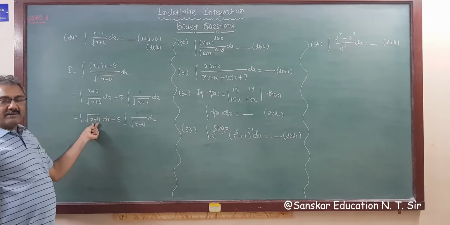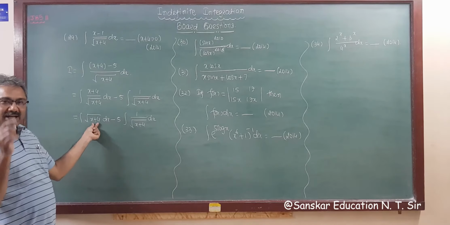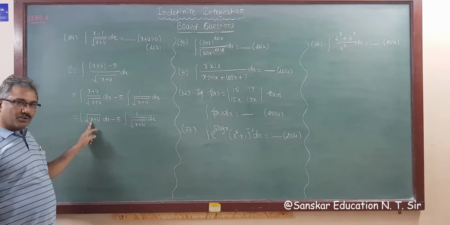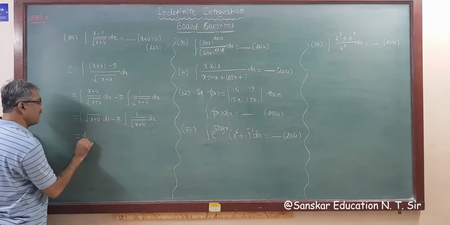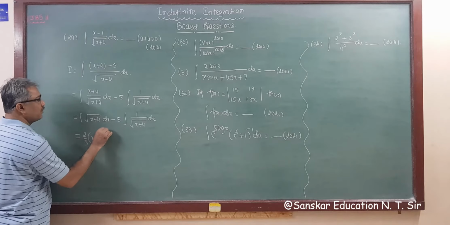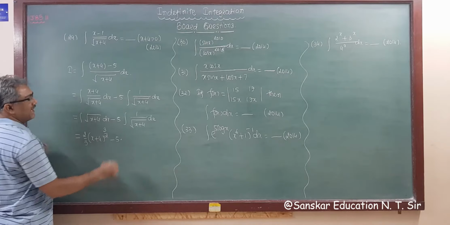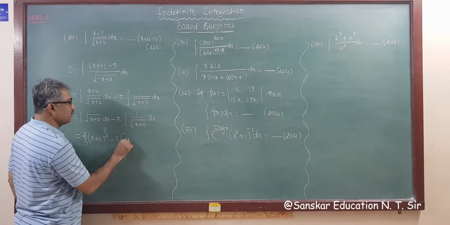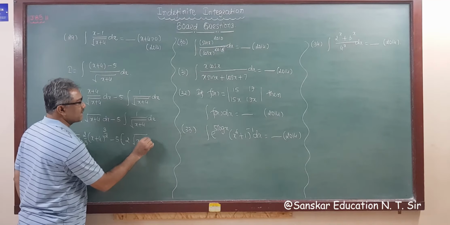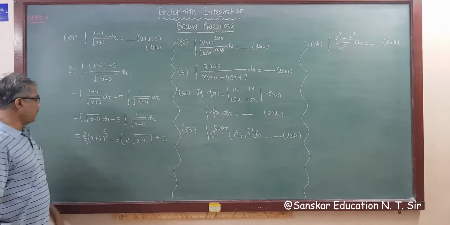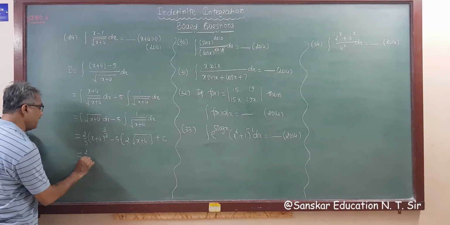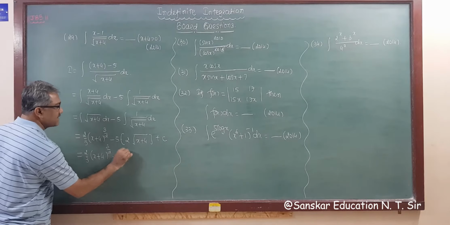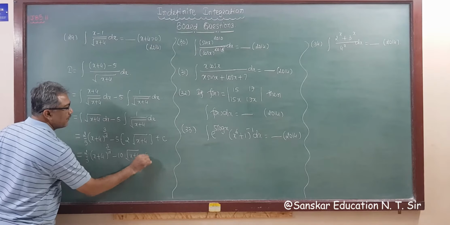So now integration of root of a bracket is 2 by 3, bracket raised to 3 by 2, and divide by the coefficient of x, that is 1. So no need to divide here. So the answer of this is 2 by 3 x plus 4 raised to 3 by 2, minus 5 times; the derivative of the denominator is in the numerator and the denominator is in root, so the answer is 2 root x plus 4 plus c. So the final answer will be 2 by 3 x plus 4 raised to 3 by 2 minus 10 times root x plus 4 plus c.